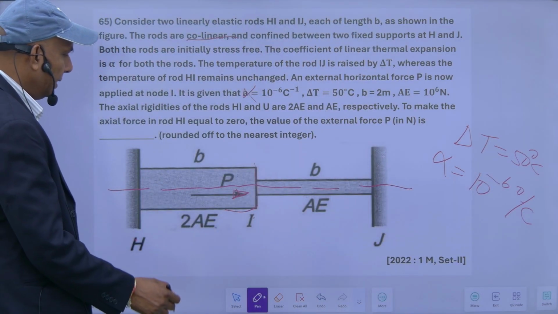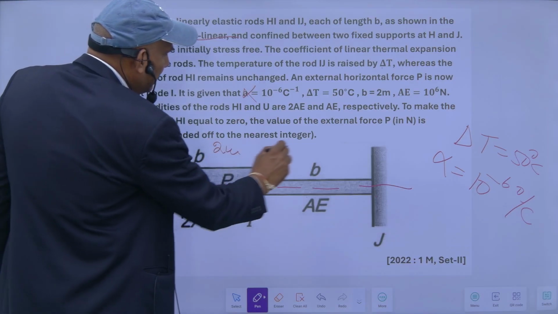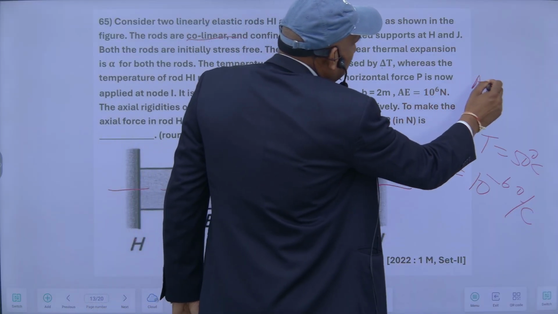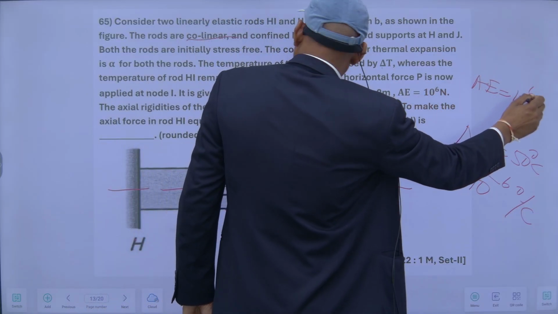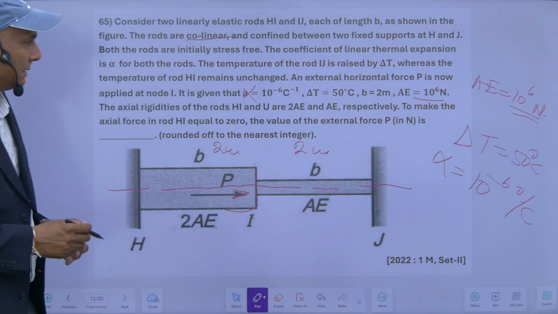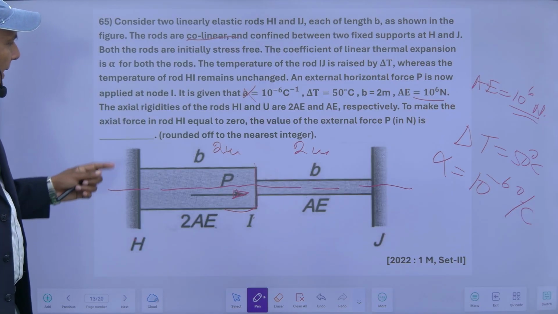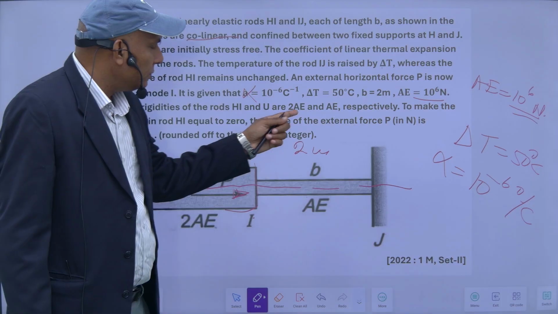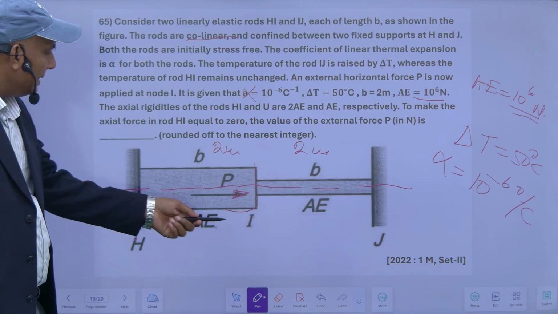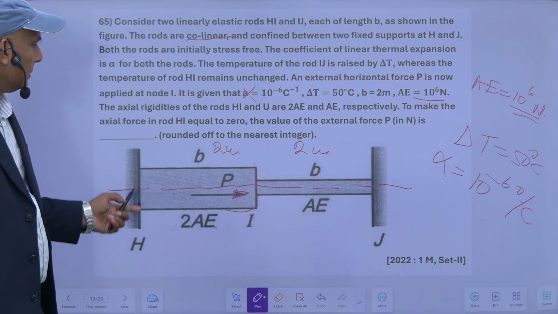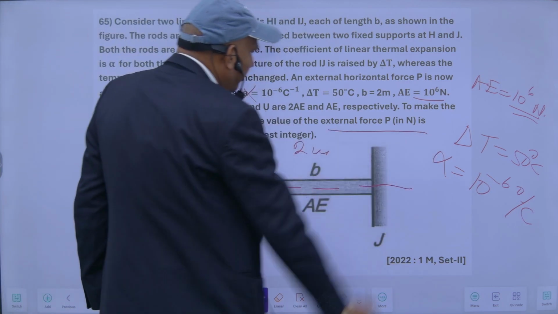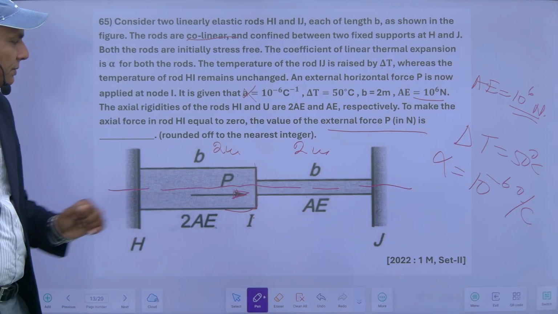This B is 2 meter. So this is also 2 meter. AE is equal to 10 raised to the power 6 Newton. This is the axial rigidity. The axial rigidity of the rods HI and the other are 2AE and 2AE respectively. To make the axial force in rod HI equal to 0, the value of the external force is how much?